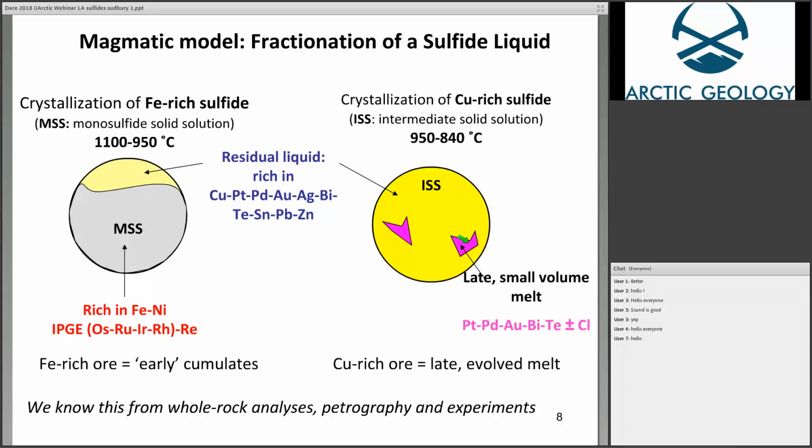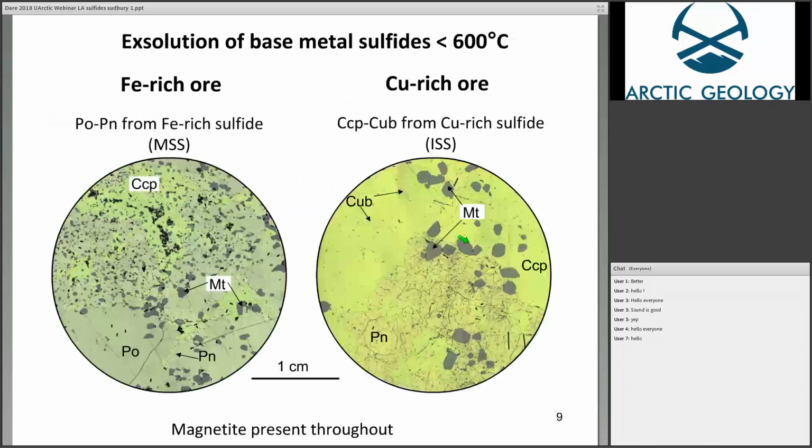And now we believe that there's also a late-stage, small volume melt, which will actually be super enriched in platinum, palladium, and most of the other metals. And I will try to convince you why. It's because these elements do not partition into the copper-rich sulfide, therefore they get enriched in the tiny, small volume melts that exist.